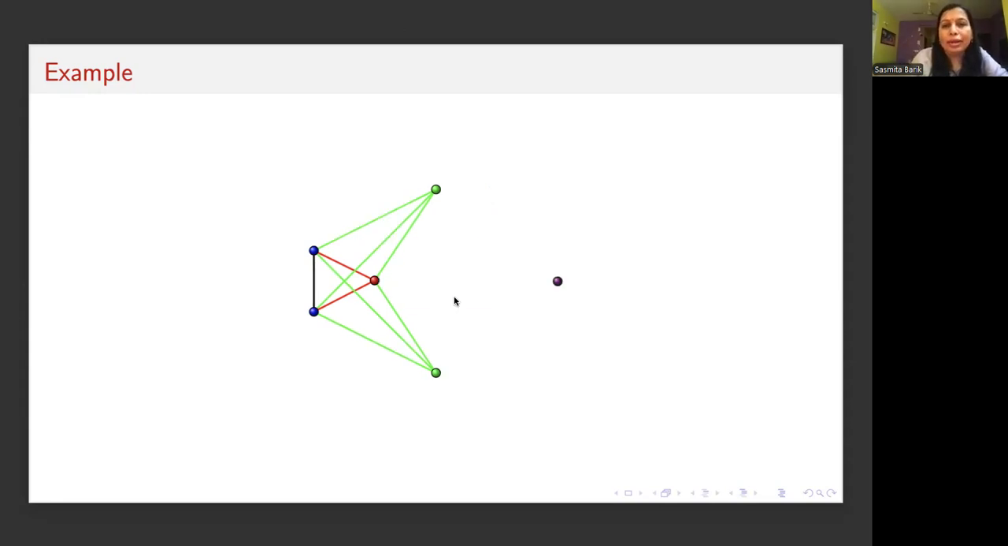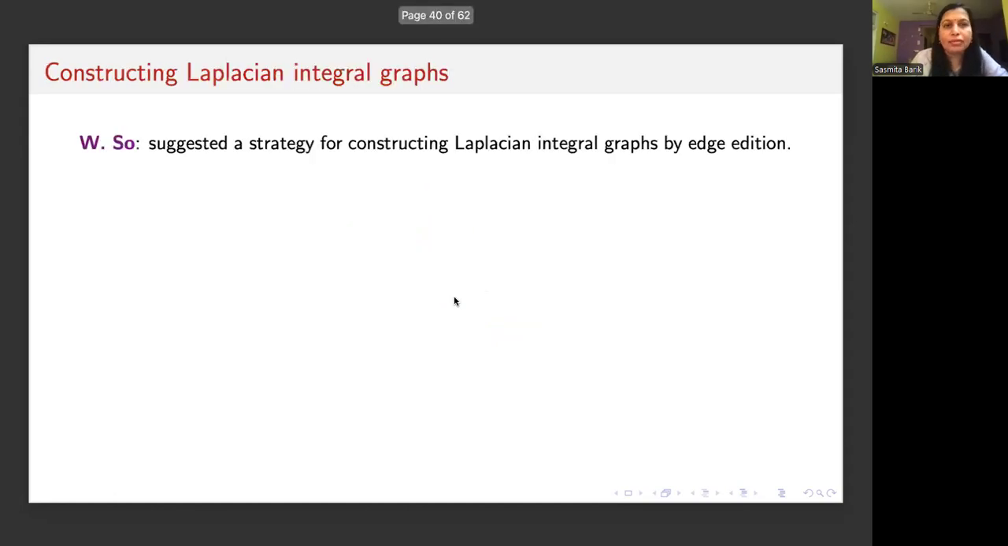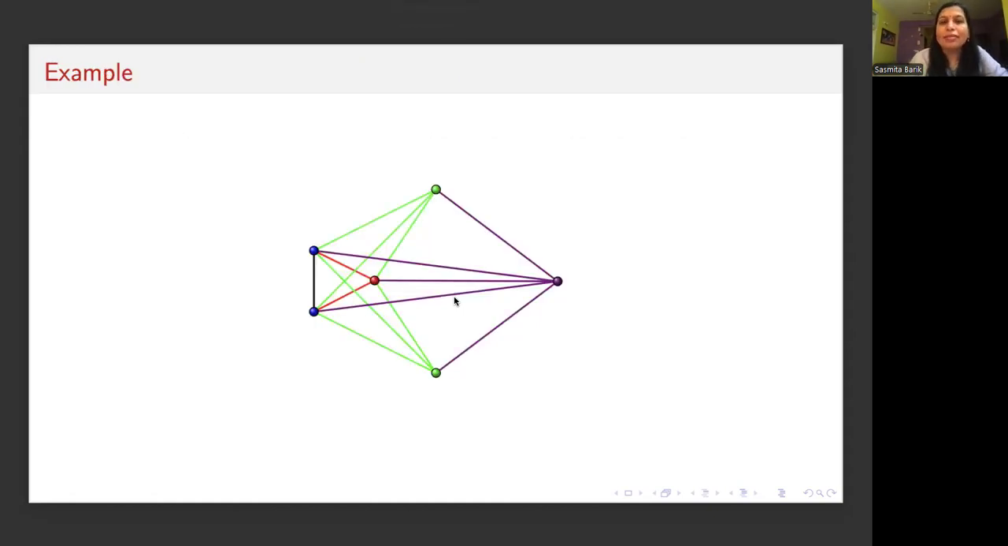Okay, so I can add one more vertex and then I can join. This is again a co-graph like this. So there are many ways to construct, like as I told, this co-graph class is a Laplacian integral class, and similarly, many other classes have been observed as Laplacian integral graphs.